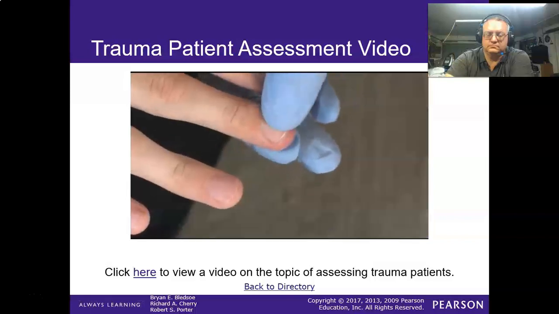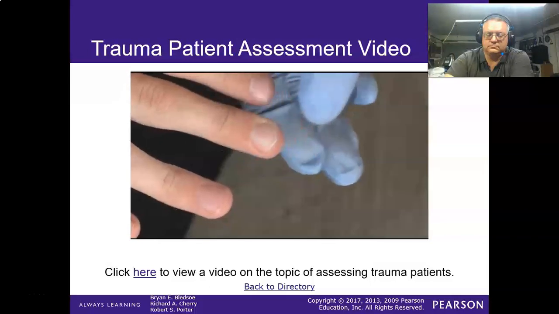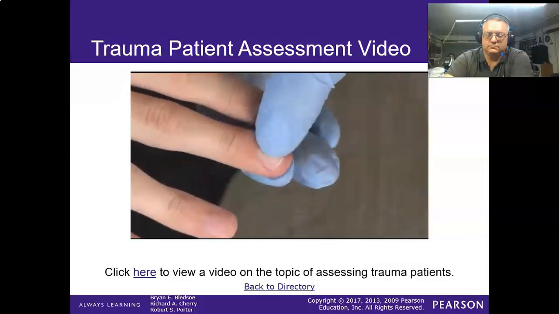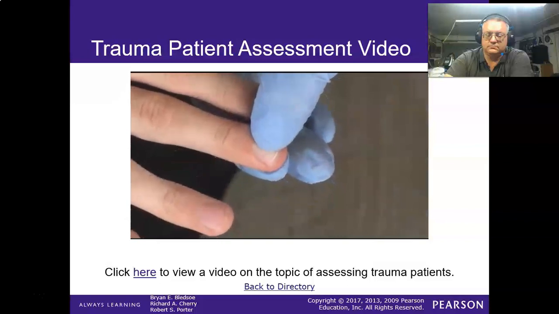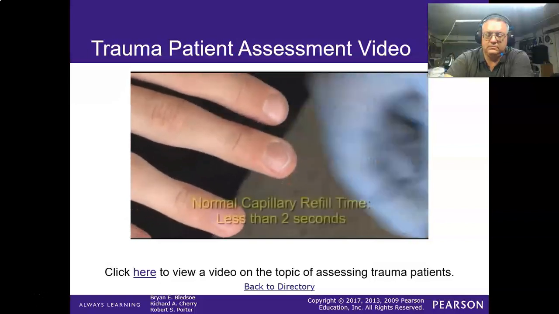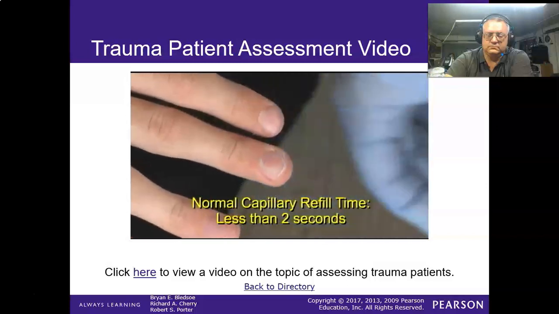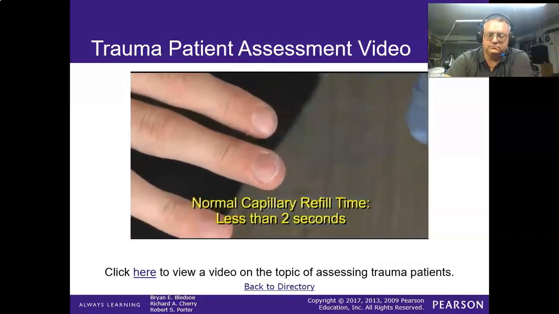Another way to assess for distal perfusion is by checking capillary refill time by putting pressure on the nail bed and counting the number of seconds for blood to return to the area after it is blanched. Normal capillary refill time is less than 2 seconds, indicating adequate distal perfusion to the extremities.